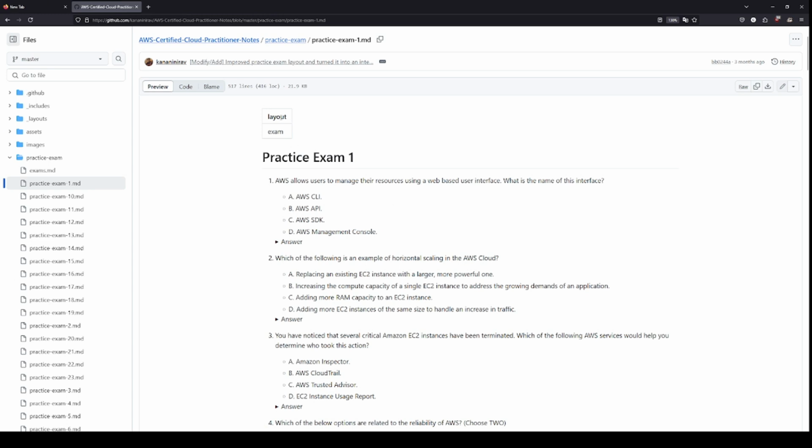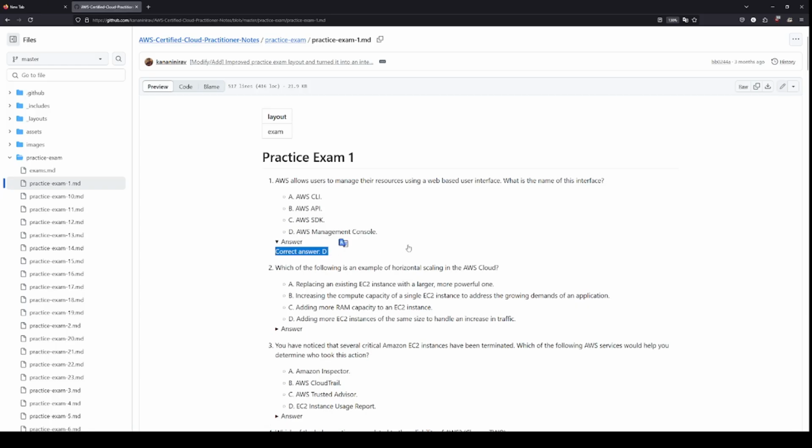So practice exam 1. AWS allows users to manage their resources using a web-based user interface. What is the name of this interface? If I'm not mistaken, it's AWS CLI, but manage their resources. So this could be anything from EC2 to S3 to EBS, EFS, anything. So I think actually it's D. Perfect. The answer there was D.